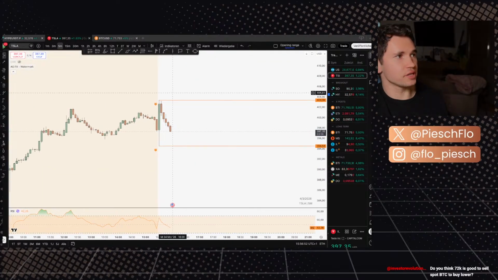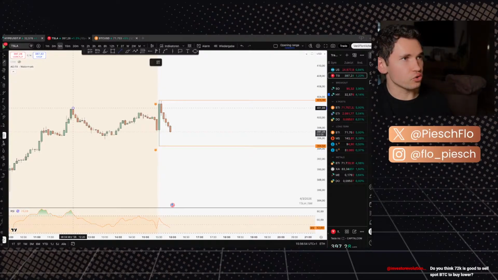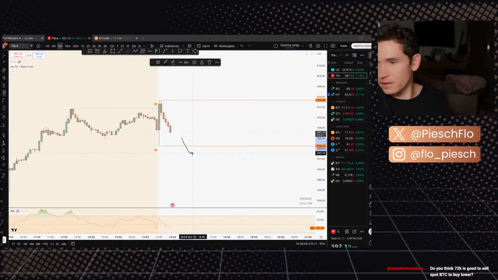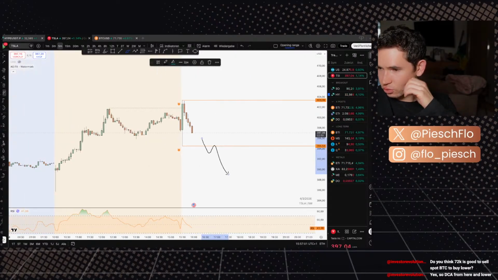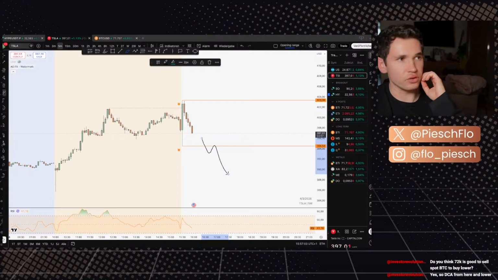Tesla is in the range still. Looks nice for a short, if we get it. Yes, so DCA from here and lower. Yes, that's what I do.